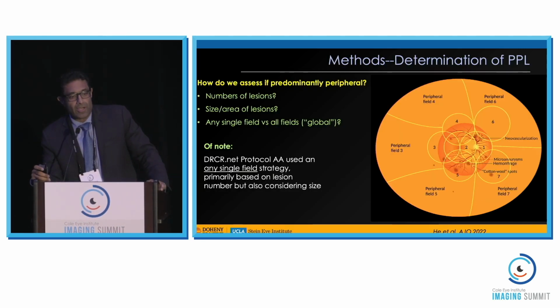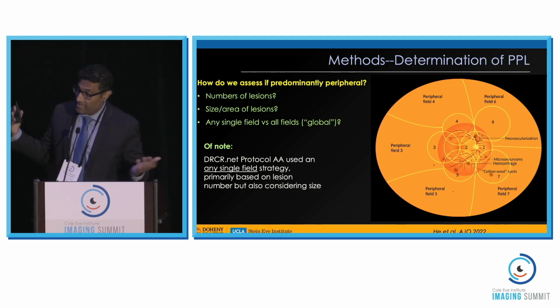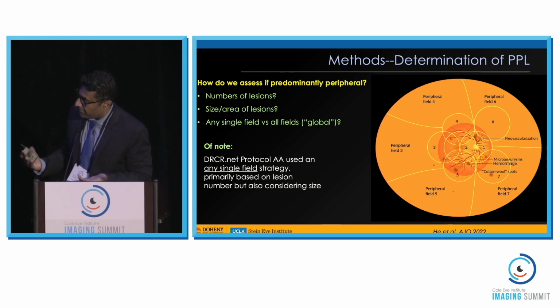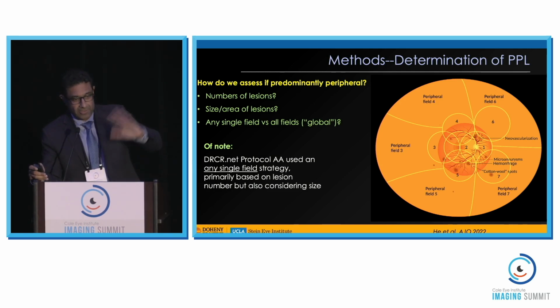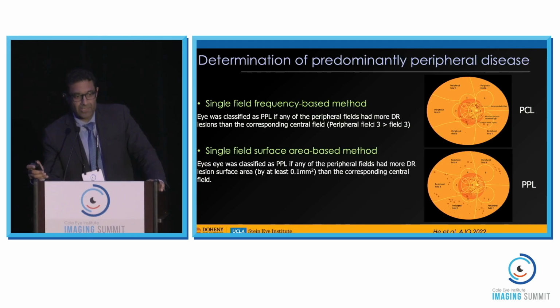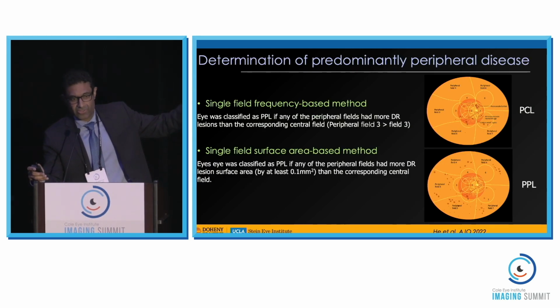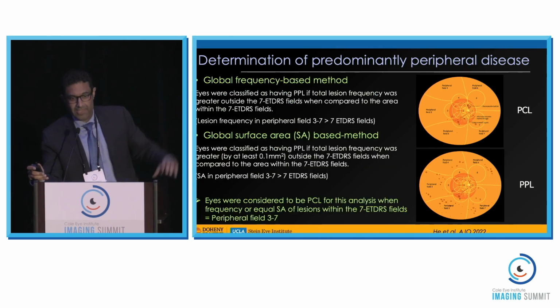So we considered the number of lesions, we considered the size of the lesions, because maybe it's not just the number, but the surface area occupied by the lesions. And then we looked at this any field or single field method, which the network used, versus this sort of global strategy. Okay, so we graded them, and this is just a lot of words to say what I just said, which was looking at it these many different ways, basically.